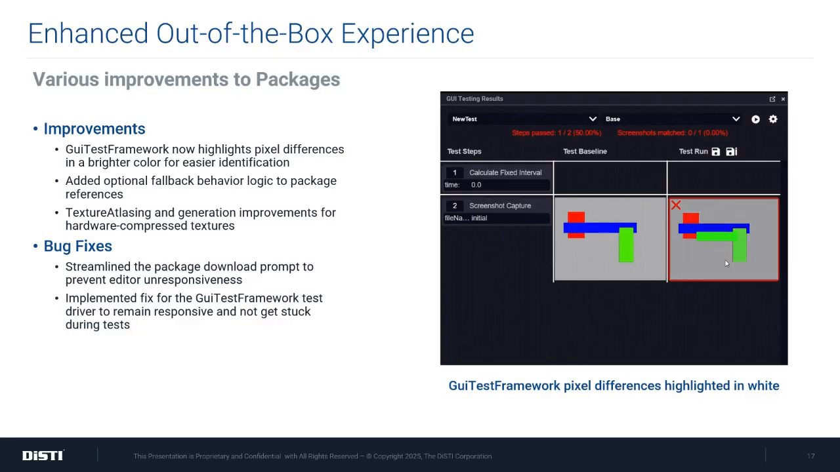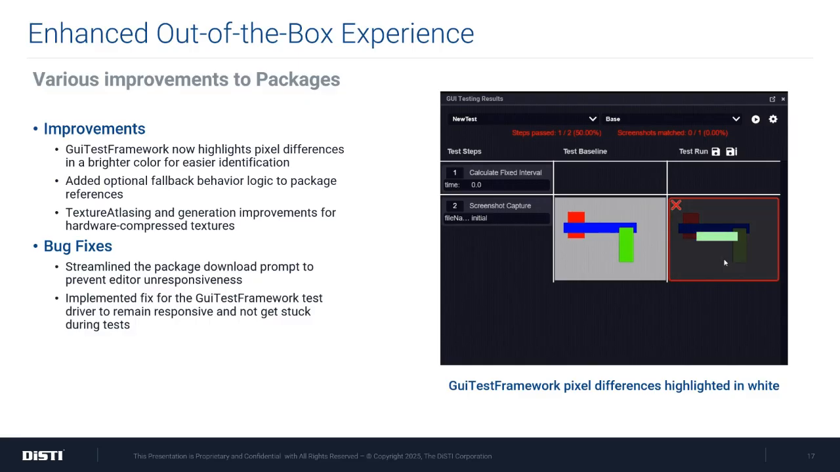of what to fix. Going back to some other improvements, package references now have an option to fall back to use the latest available version of a package if the exact version specified is not found. Additionally, we've added the ability to force square textures to our texture atlasing package, which can be useful when trying to use hardware compressed textures. This is relevant for embedded systems development, where memory usage can be a concern.